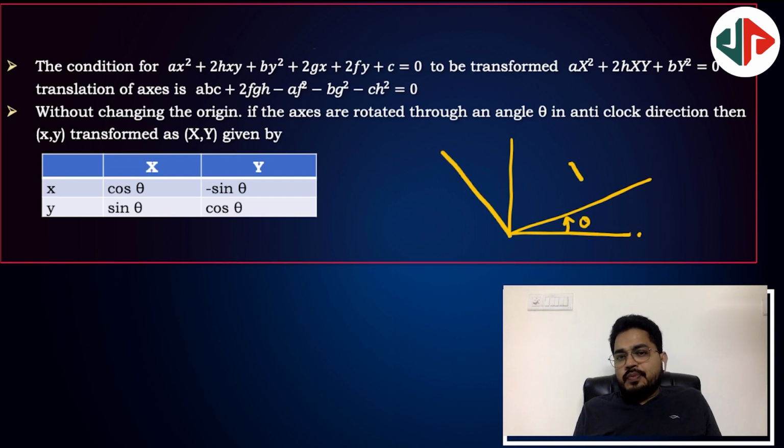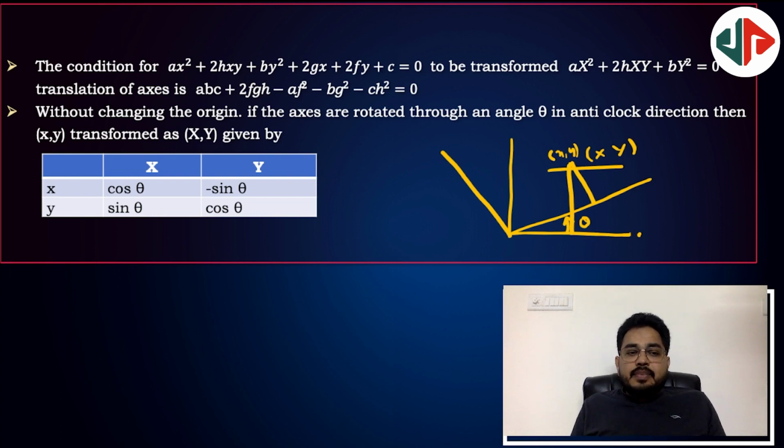So with respect to this, the point is capital X comma capital Y. With respect to this coordinate system, it is small x comma small y. The relation is this. Okay. Capital X, small x. These are the original coordinates. These are the transformed coordinates. Okay. After translation, what are the coordinates? These are these.